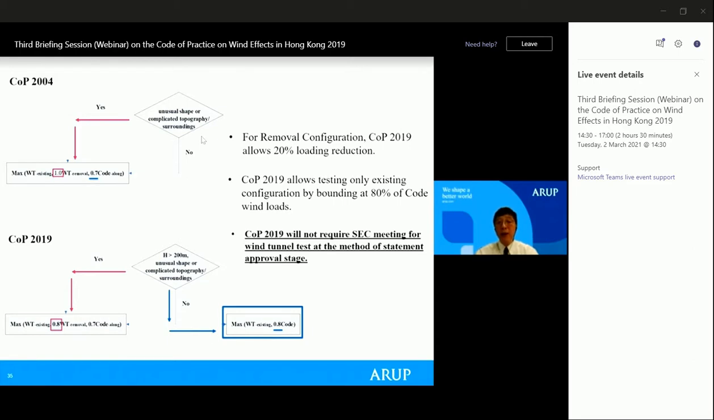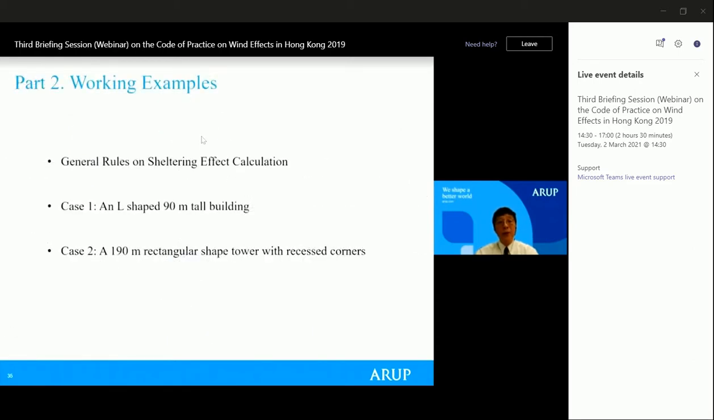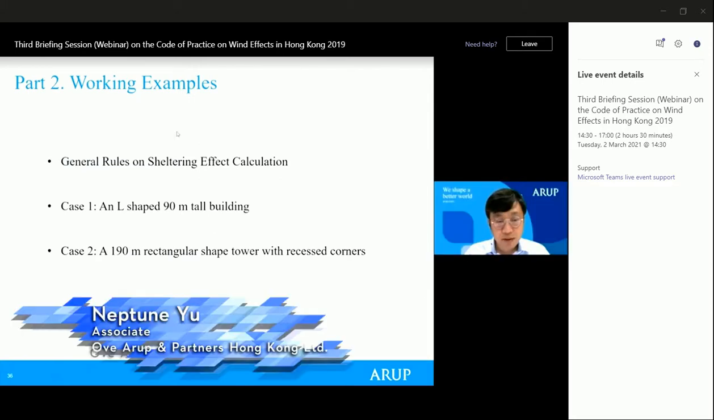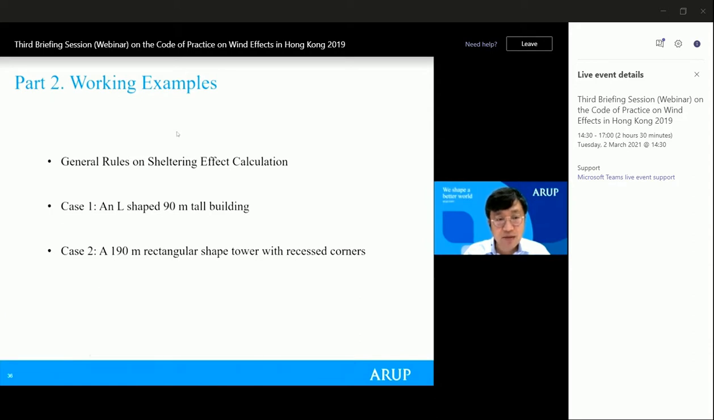And now I will pass to my colleague Lap Thuen to explain with some working examples. Thank you. Okay, thank you, Alexis, for the introduction. Following what was explained by Alexis on the general rules, here I would like to supplement with the actual working example.